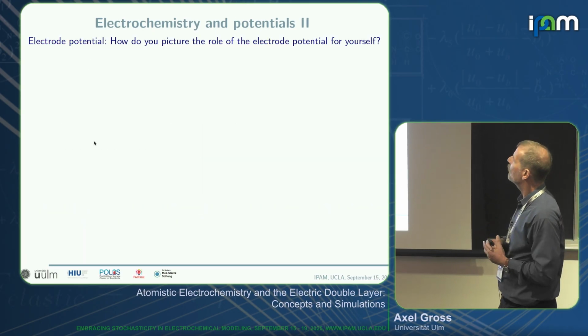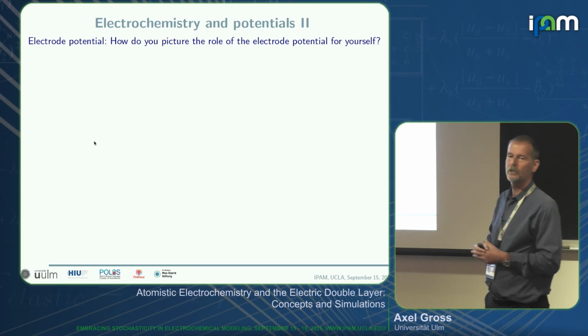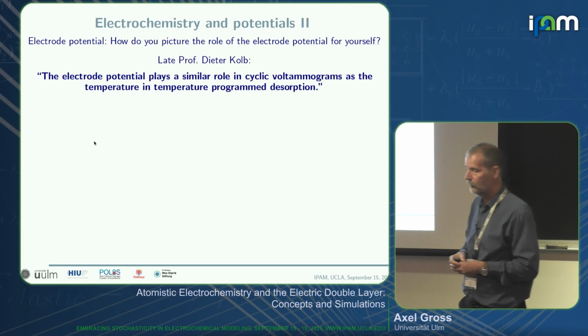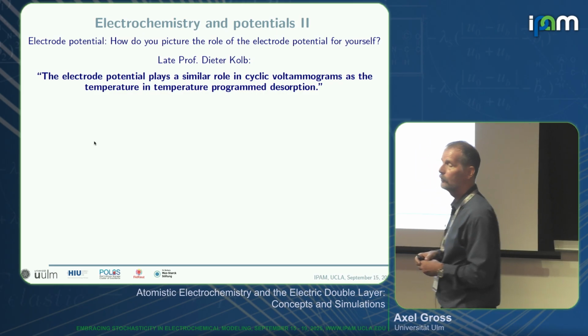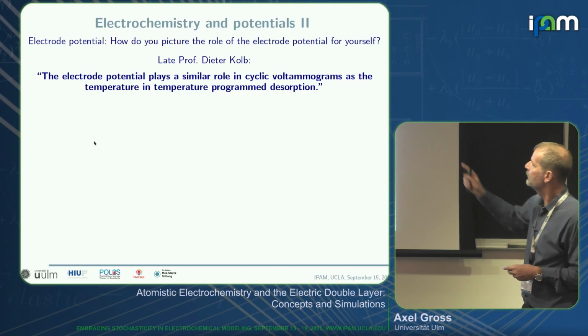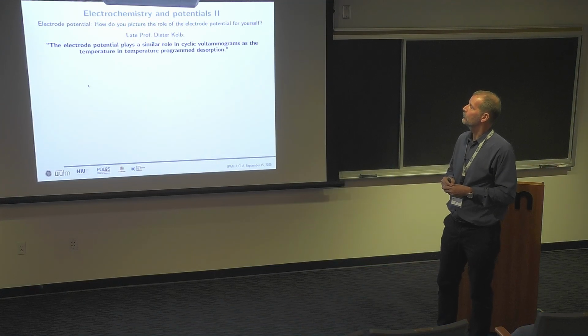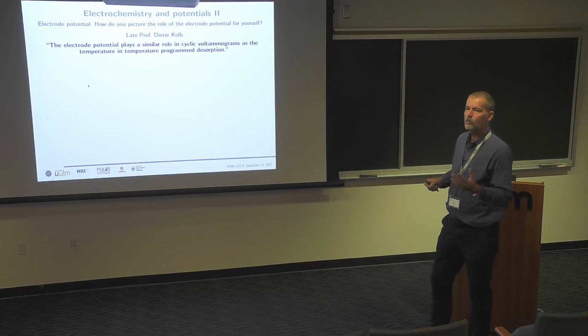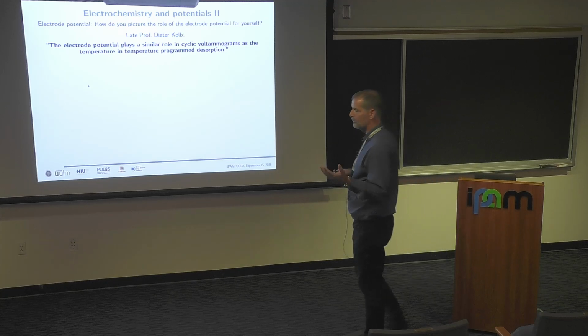Okay, and now, how do you picture the role of the electropotential for yourself? When I started in Ulm, there was the late Professor Kolb, who also had a background in surface science. He was a long time also at the Fritz Haber Institute. And he told me at that time, the electrode potential plays a similar role in cyclic voltammograms as the temperature in temperature programmed desorption. I don't know whether you're familiar with temperature programmed desorption in surface science.